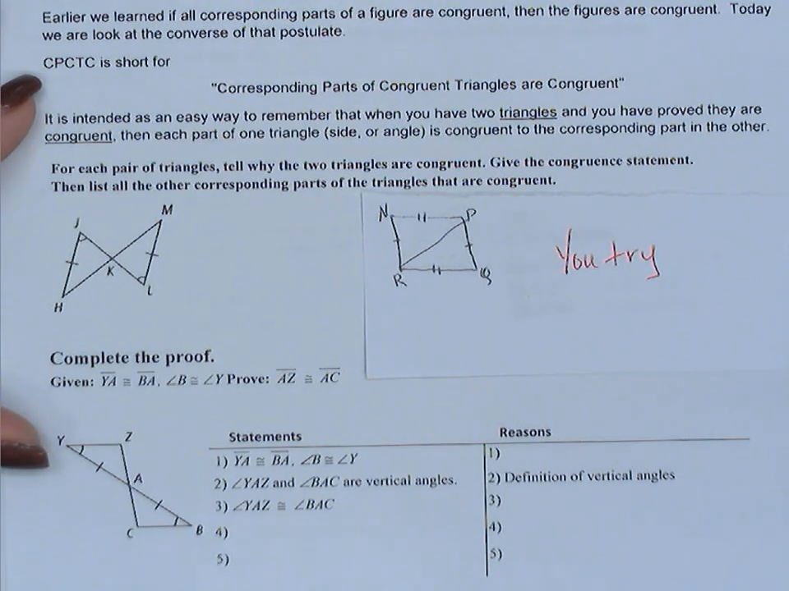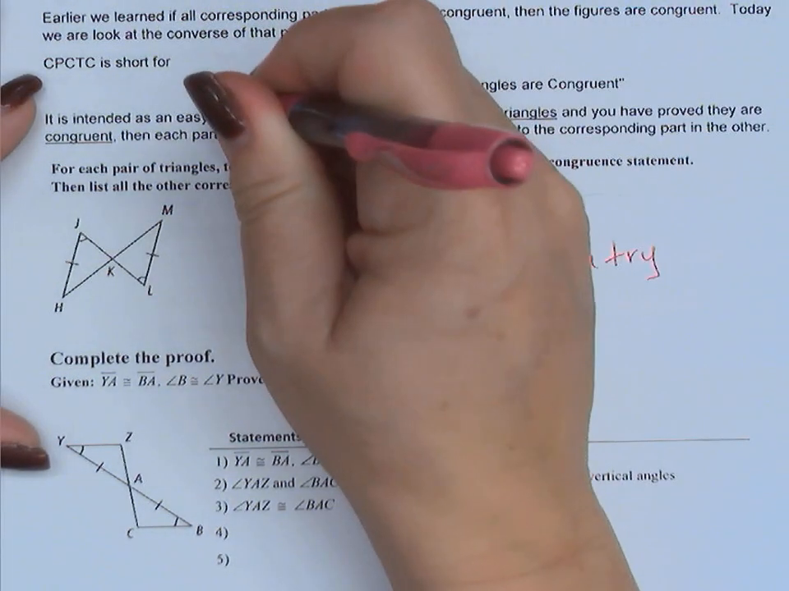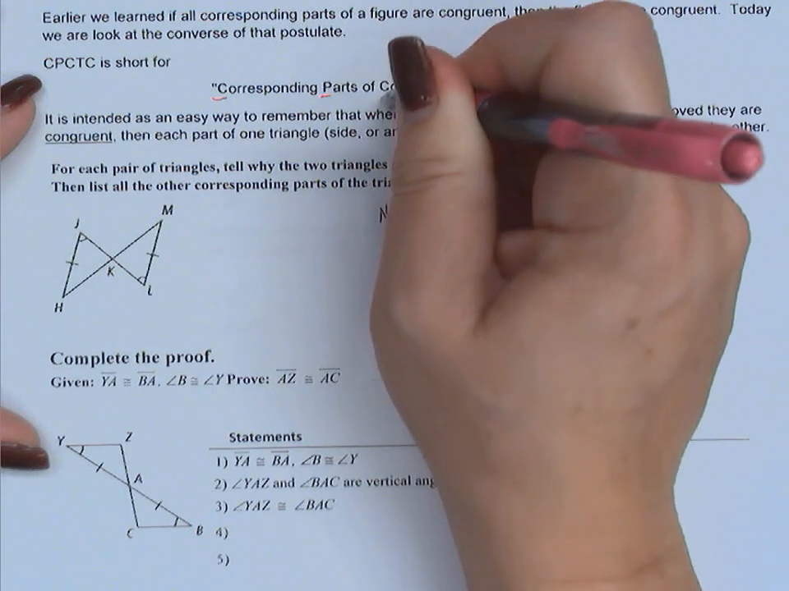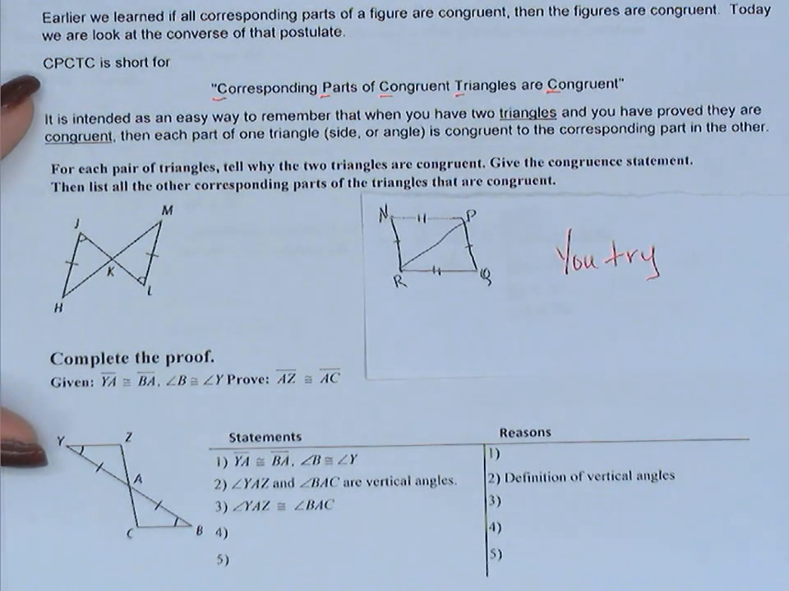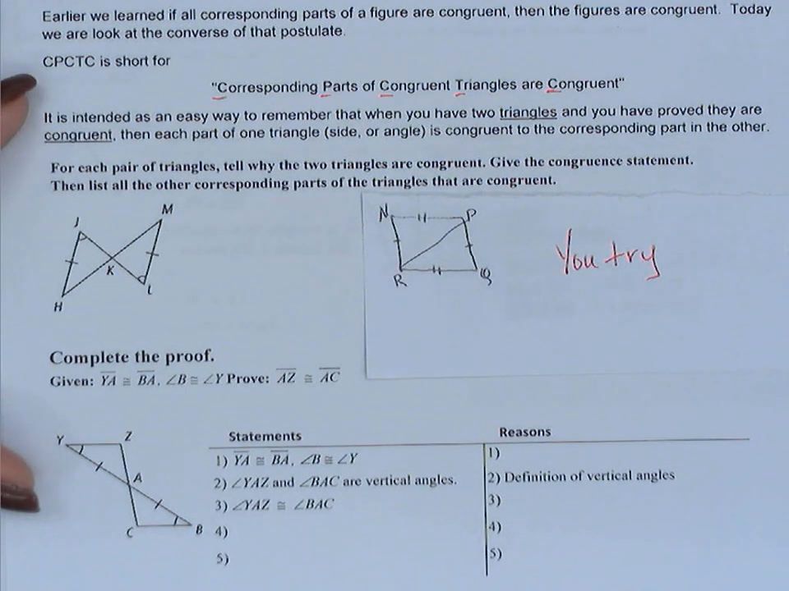Notice that that's using just the first letter of each word. It's just so that we don't spend a long time writing everything out. We abbreviate everything. So you're going to want to know that abbreviation, CPCTC. It's intended as an easy way to remember when you have two triangles and you've proved that they're congruent, then each part of one triangle is congruent to the corresponding part in the other.